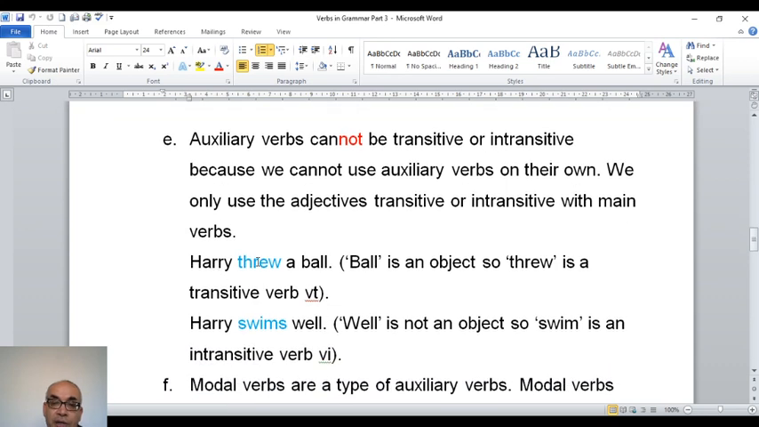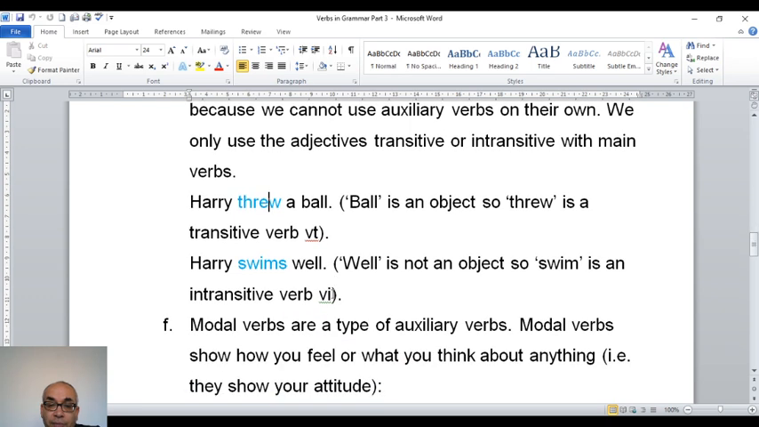So, Harry threw a ball. Threw is a main verb. A ball is the object. So threw takes an object. This means threw is a transitive verb. So ball is an object, and threw is a transitive verb. In the dictionary, they write VT. VT means verb transitive. This means it takes an object after it.